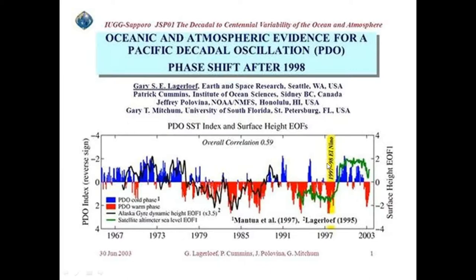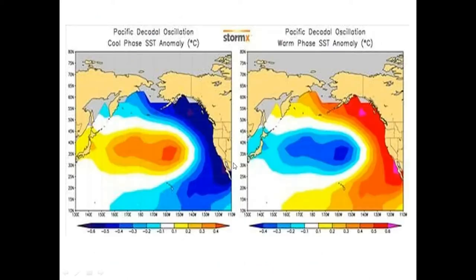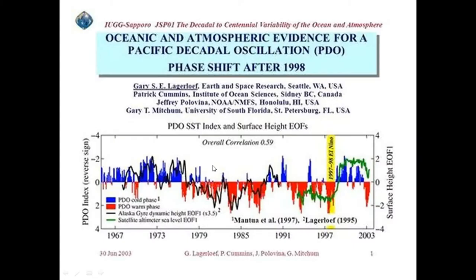So remember, let's go back here. Okay, the cool phase, we have cooler temperatures here, and the warm phase, we have warmer temperatures here. This will be the positive, and that's the negative. And so what they're showing is that the sea surface height is tracking very nicely with which phase it's in.